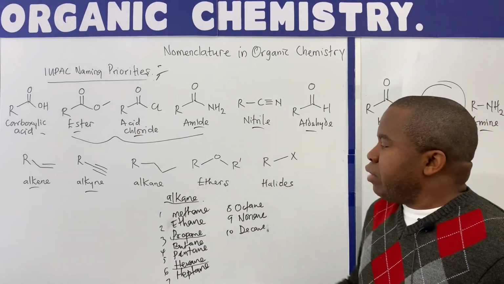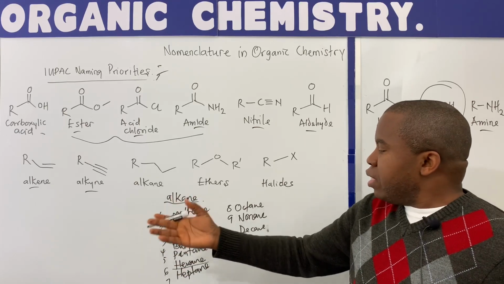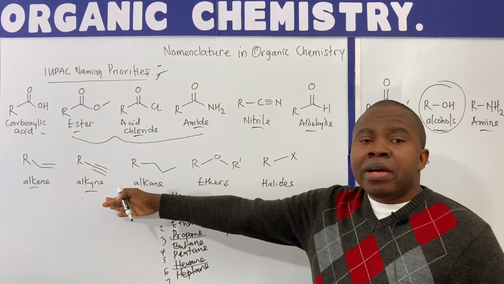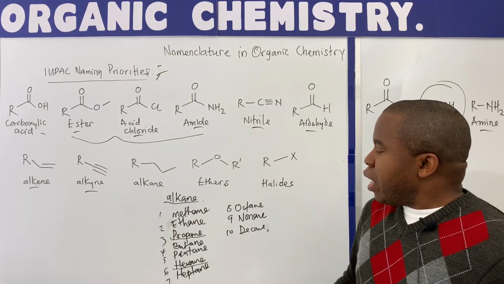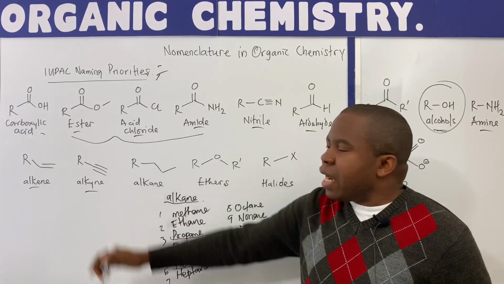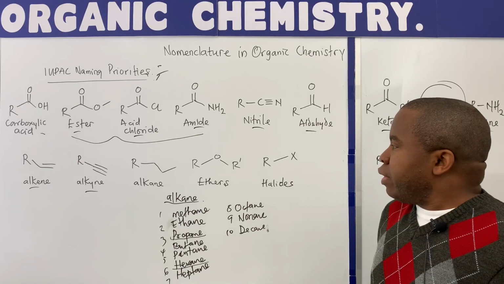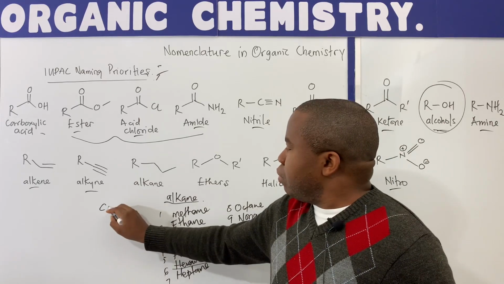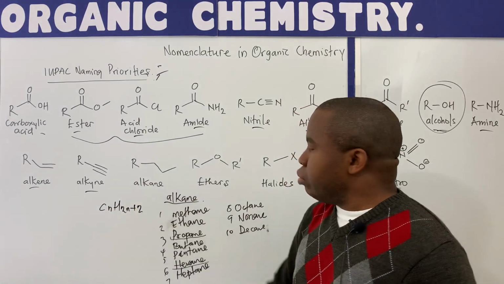And the same thing applies to alkene and alkyne. So we have ethene, propene, butene, pentene for the alkene family, and in a like manner we have ethyne, propyne, butyne, pentyne, and so on and so forth for the alkyne family. And so I'm going to show you another thing. So the general formula for alkane, that should be CnH2n+2.